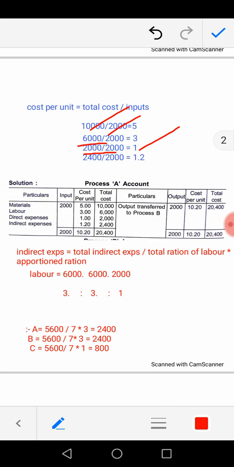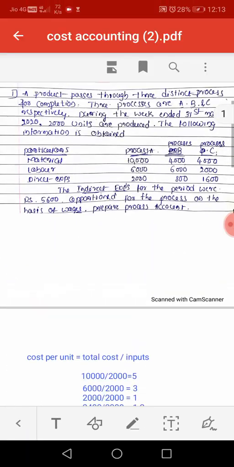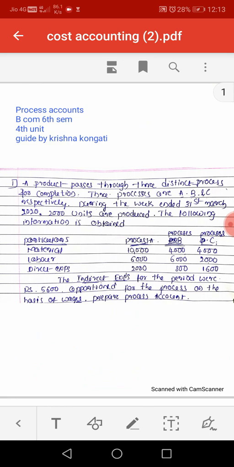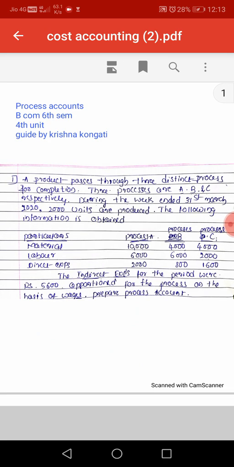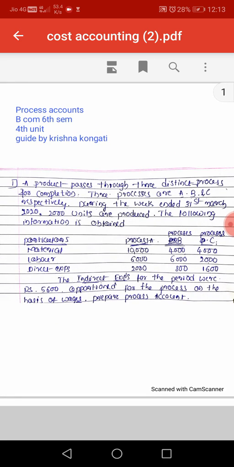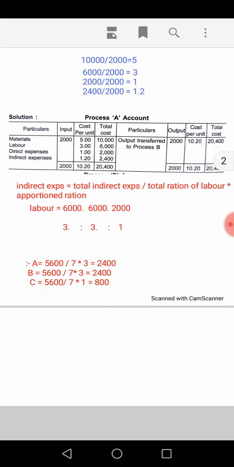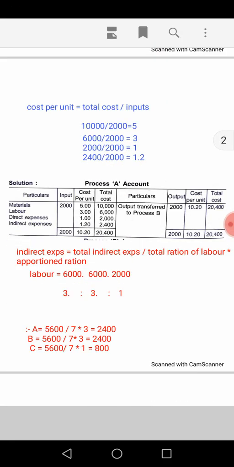And lastly indirect expenses, that is very important. How much indirect expenses are given? They gave total indirect expenses. See here, the indirect expenses for the period were 5,600. 5,600 is the total expense of the process. That distribution is based on the wages. Already I explained, wages means labor. See here, indirect expenses are given.